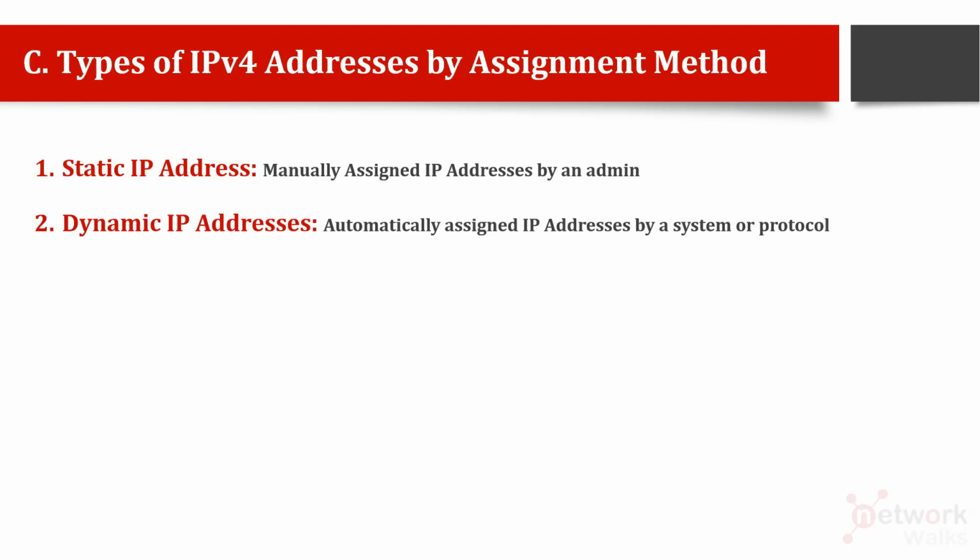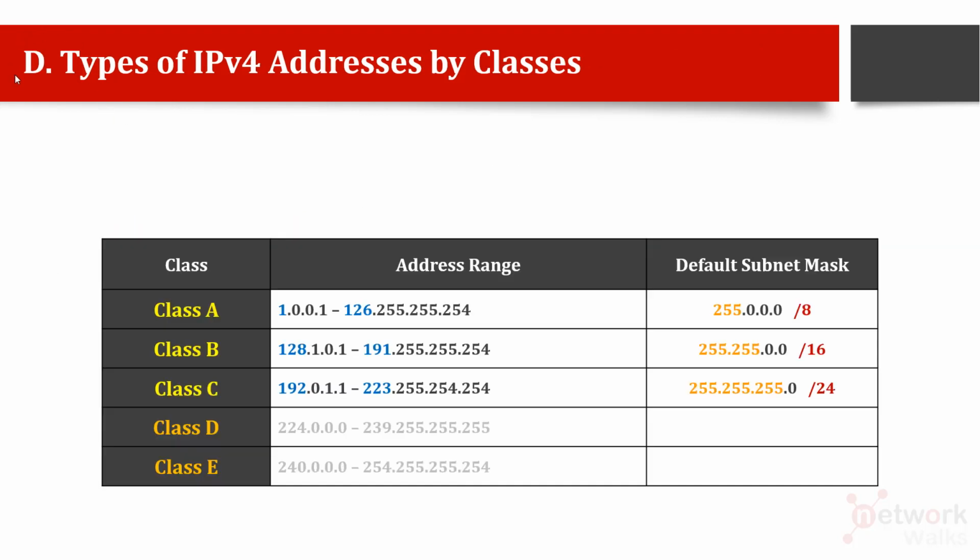Then we can also divide IP addresses based on their assignment method, like how they are assigned. There are two methods or two types through which IP addresses can be classified or assigned. We can assign them manually, you, me, or anybody who is configuring, or they can be assigned dynamically, meaning automatically based on some rules. Then we go to the fourth type, the fourth classification, which is D.